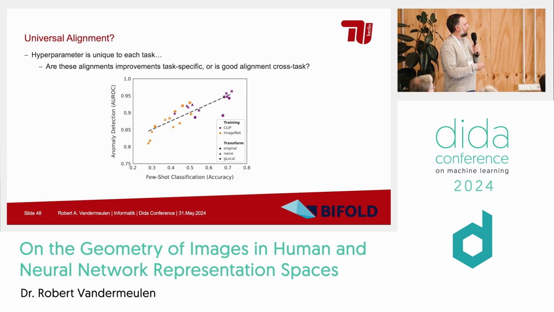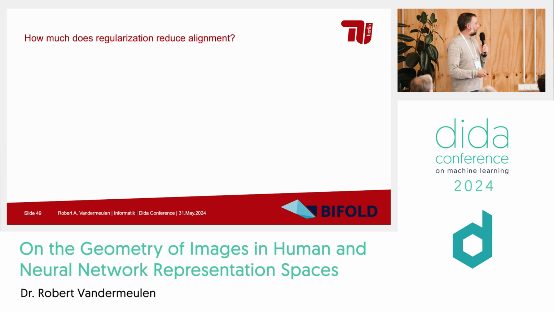So this is CLIP versus ImageNet. We have original, naive probing and global probing. So up here is original or global. Yeah, so it's working. And naive doesn't really help anything. And indeed, this correlation is quite strong.